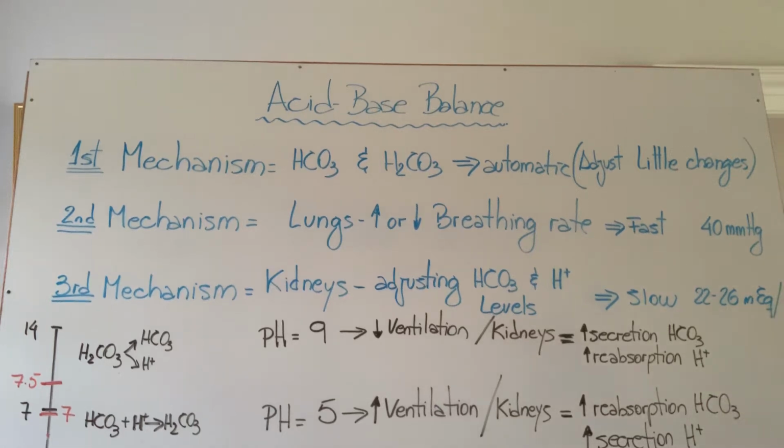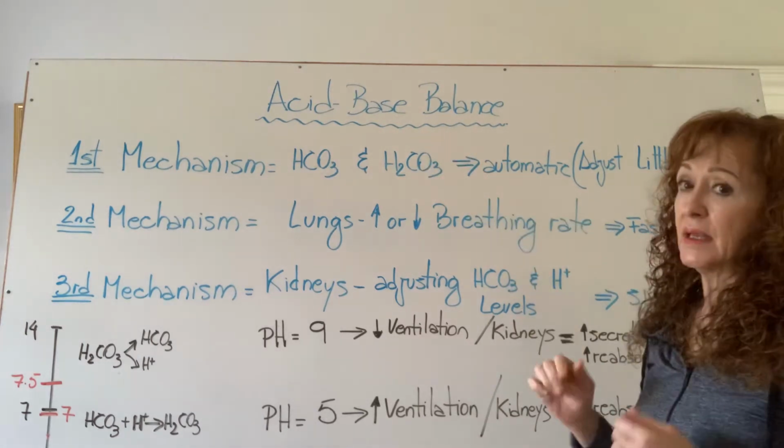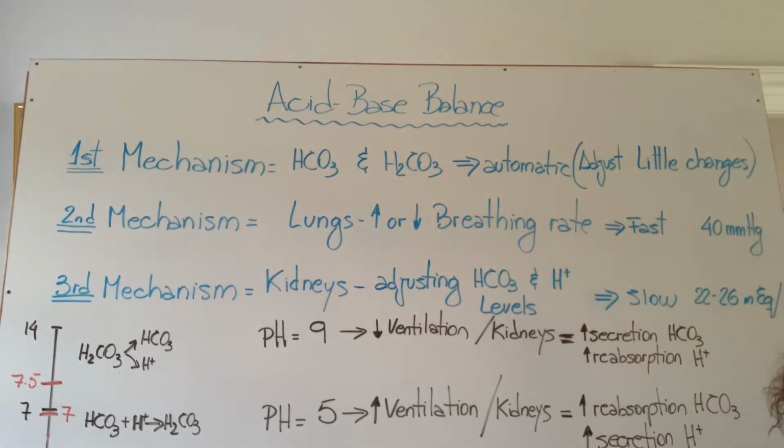As I mentioned before, it's time to explain how the little or significant deviations of the normal blood pH can be adjusted. And I want to emphasize the three mechanisms that our physiology uses in order to adjust that acid base balance if it is away from the normal. We talk specifically about the blood pH.